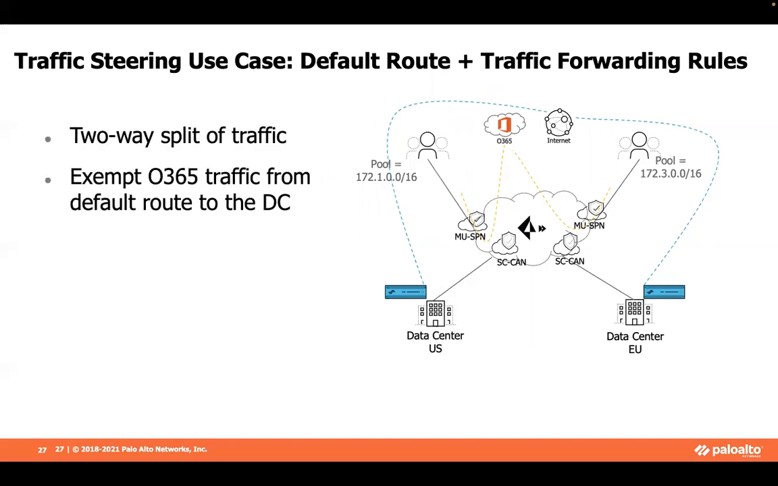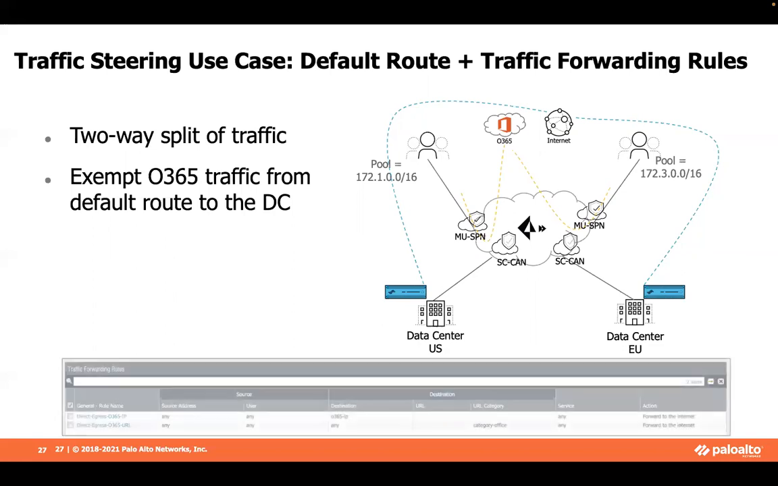So in this example, what we've done is we split traffic where traffic going to Office 365 goes straight out to the internet. Other traffic bound to the internet goes through a data center. Goes through the security processing node, then to the data center. And it's a matter of writing the rules and putting them in the order that makes sense to do this.